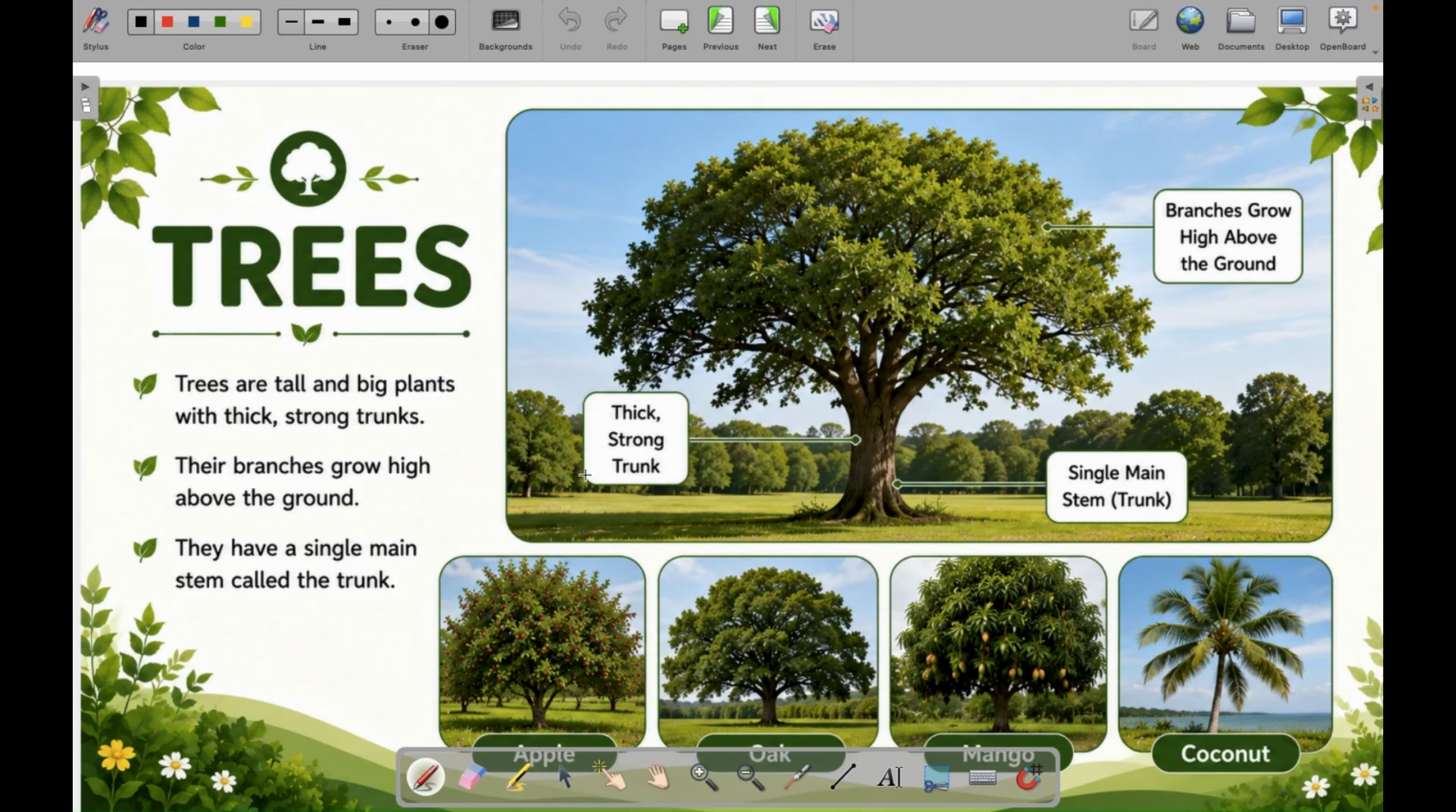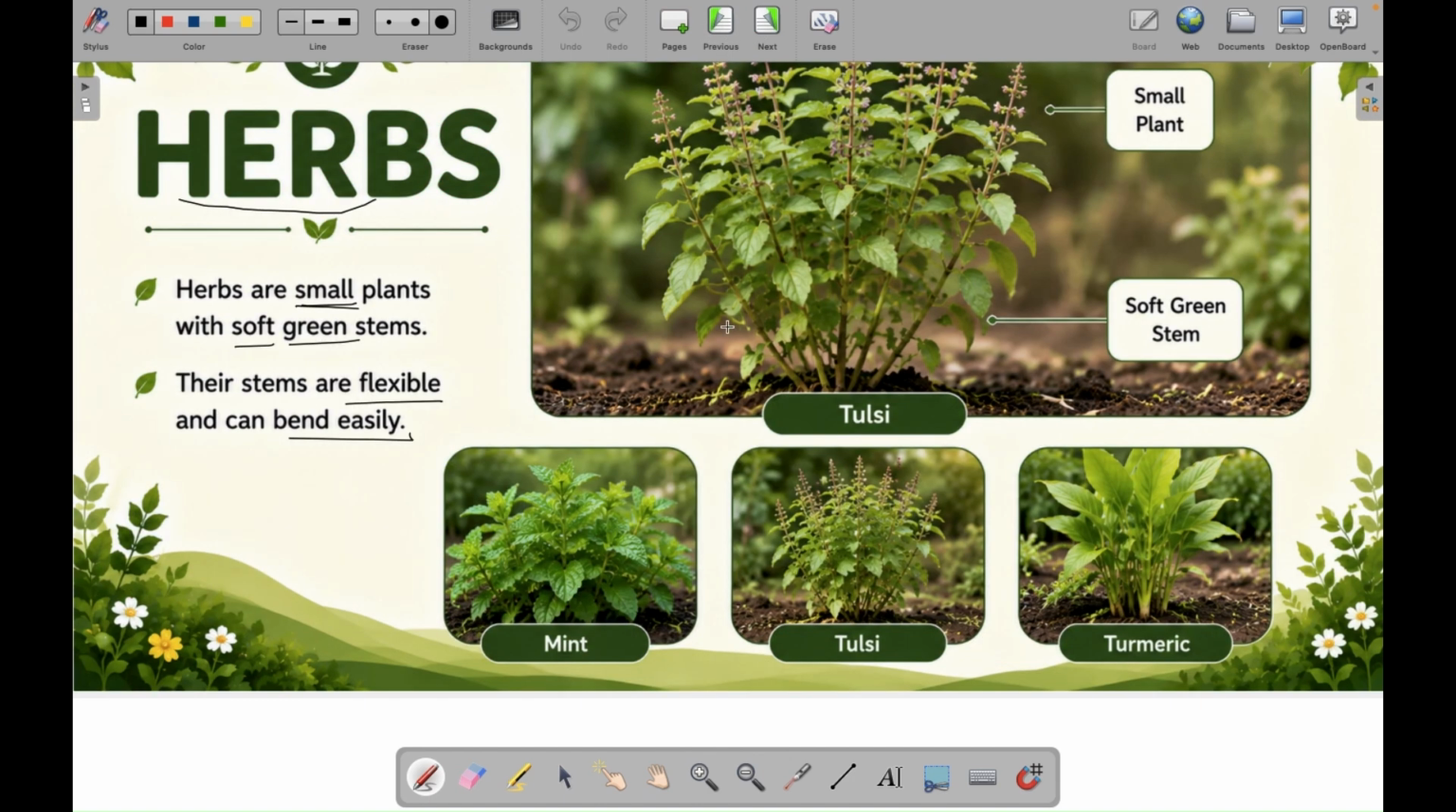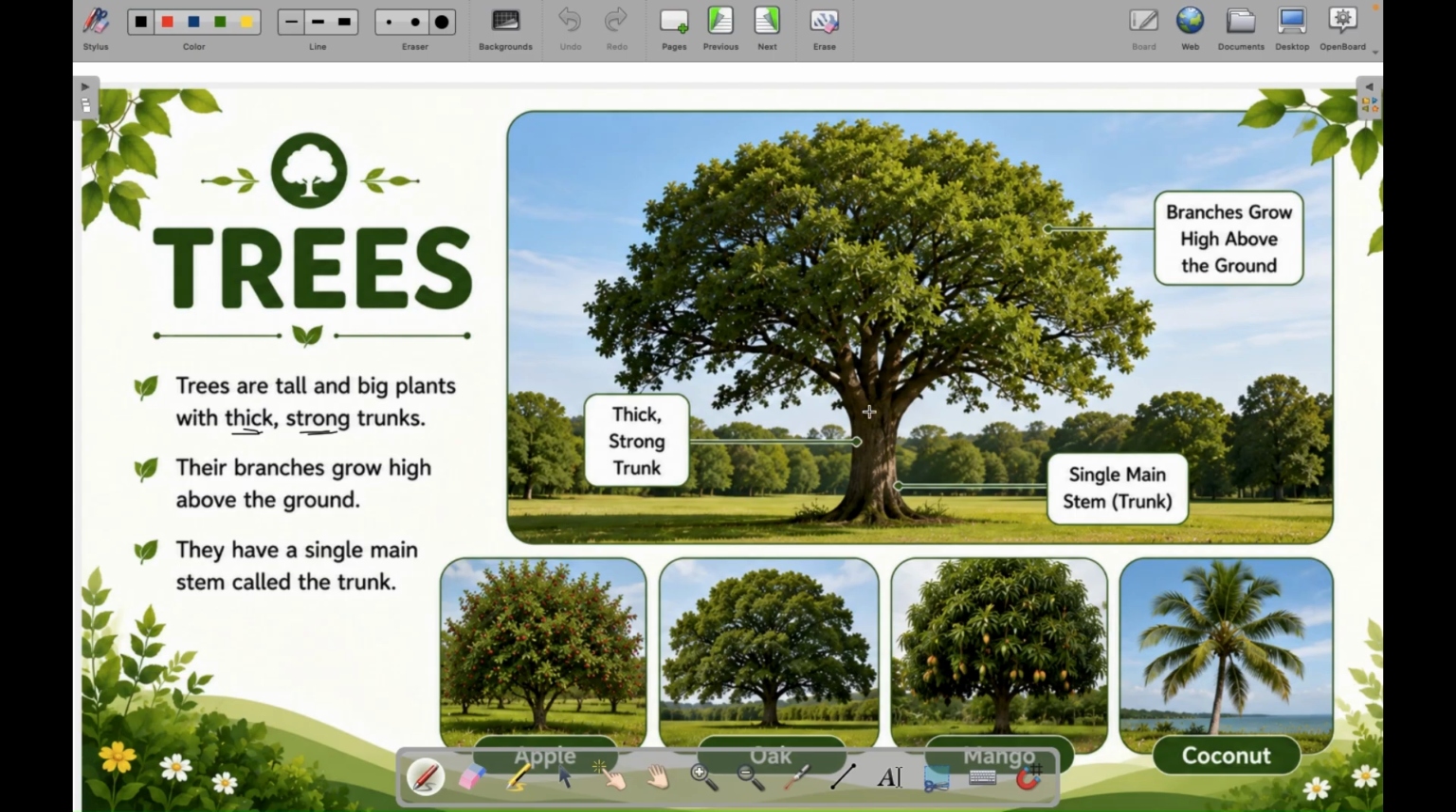Trees are very large, right? They are very tall and they have a very thick stem, which is strong as well. Such thick and strong stems are known as a trunk. We can call this a branch, or stem, but when the plant is very big, the same term, stem, is called a trunk.